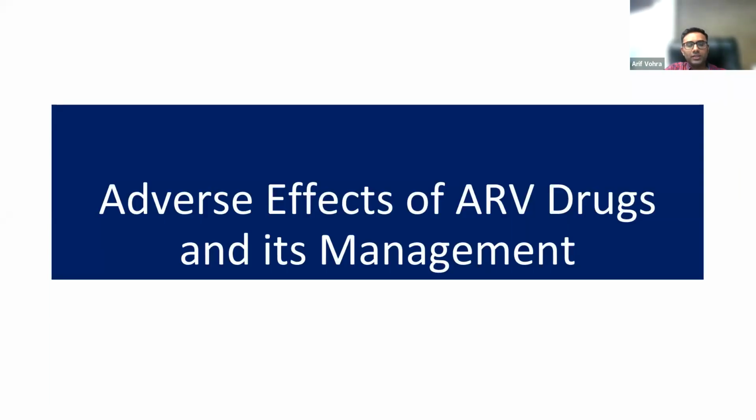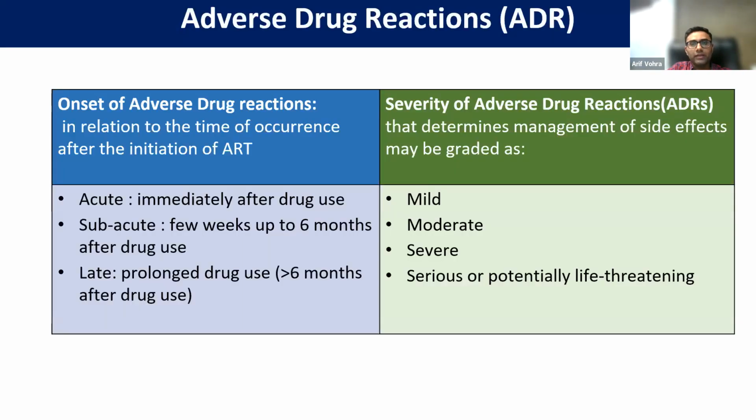Now we are moving to the next section, that is adverse effects of ARV drugs and their management. It's a drug, and drugs have side effects. ARV drugs also have side effects, and adverse drug reaction, what we call ADR, we generally classify into three types based on the time after the initiation of the drug. Acute, which occurs within a day or a week after starting ART. Subacute, which occurs after a few weeks up to 6 months. Late, which usually occurs after 6 months of starting the drug.